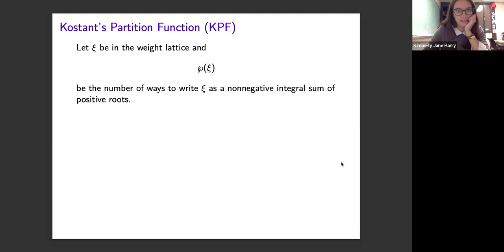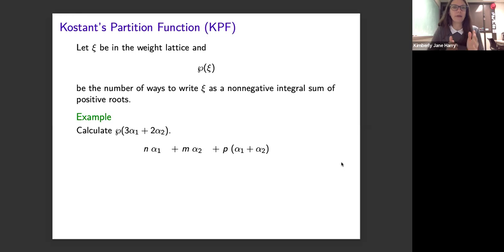But let's look at an example. Let's find the Kostant partition function for 3 alpha 1 plus 2 alpha 2. The way I like to think of it is I take all of my positive roots and label them out as things we want to add up. Then I put a variable in front of each one, and then I ask what different ways I can write 3 alpha 1 plus 2 alpha 2, where it will work out to be that.